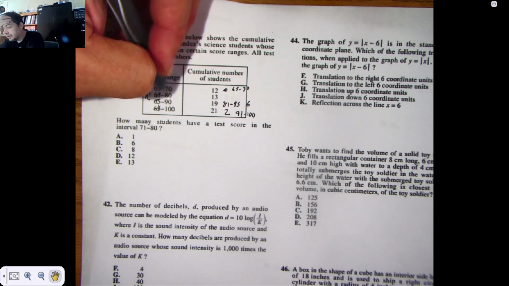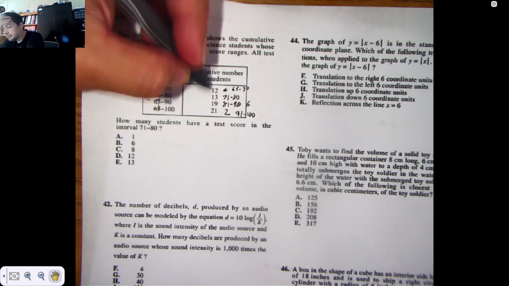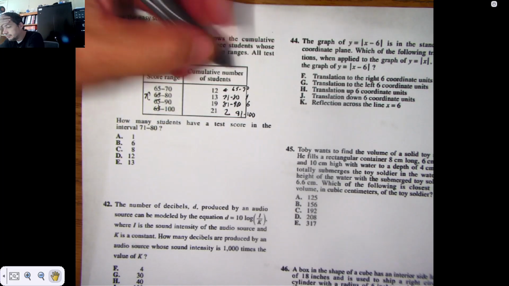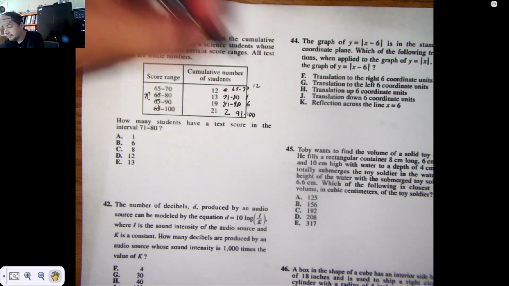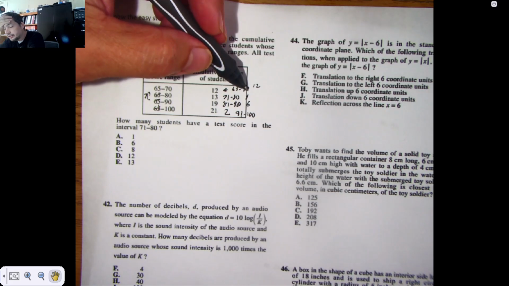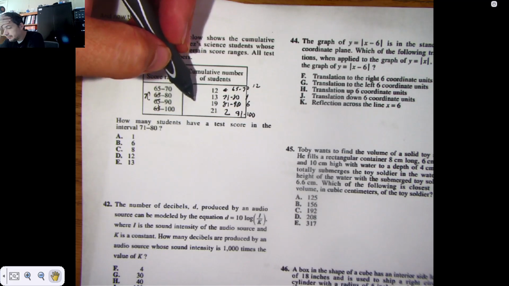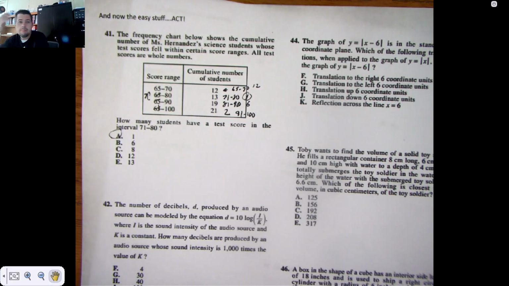And the next kind of grade bump here would be the 71 to the 80. That should be 90. I'm tired. There's only one kid. And there's 12 kids who made between 65 and 70. And you kind of had to organize your thoughts. I'm sorry I did a bad job. Maybe I should have done a Venn diagram on that. How many students have a test score in the interval 71 to 80? Well, there's one lonely kid. That's it. So you had to rearrange the data.